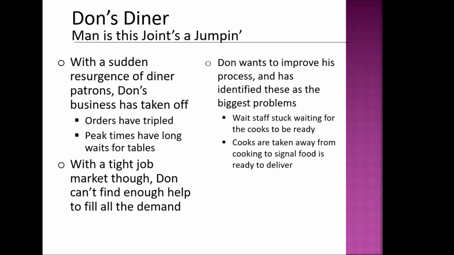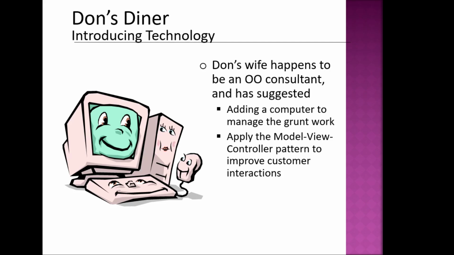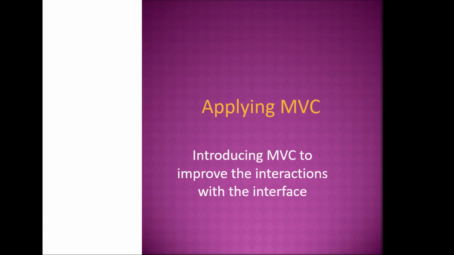And then when they do finish something, Wally and Wanda are doing what they do best, talking with the customers, picking up their plates, doing their orders, and they have to wait for them to flag them down and signal them to come get the food. So fortunately, Don's wife is an object-oriented software consultant. And she says, you know what, I know how to fix this. We add a computer, because that's what we always say. And so we add the computer, but more importantly, we apply the model view controller pattern to solving the problem.